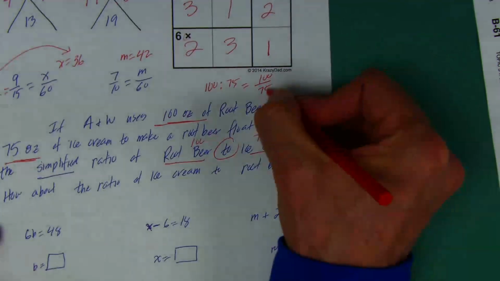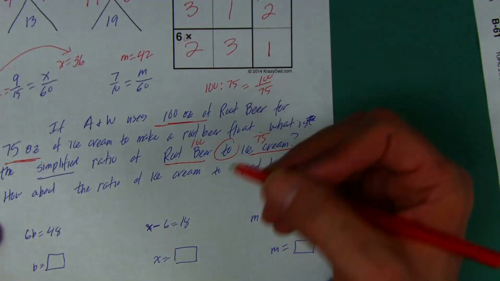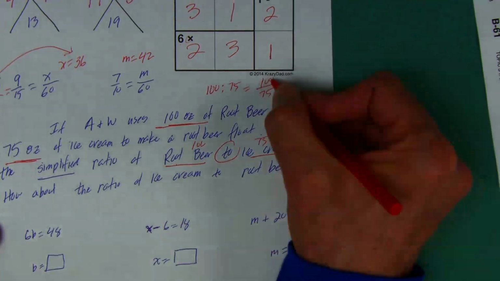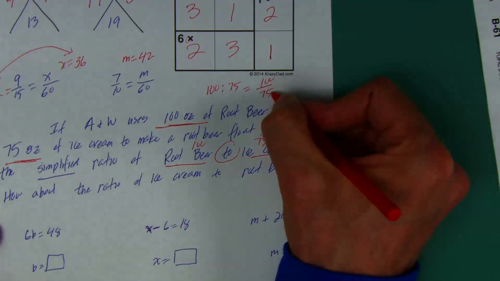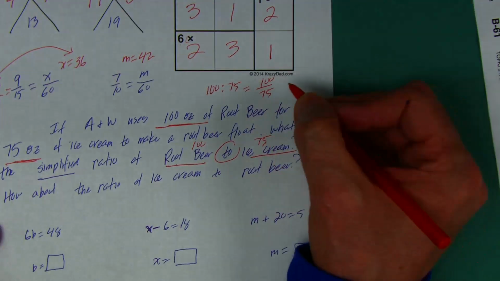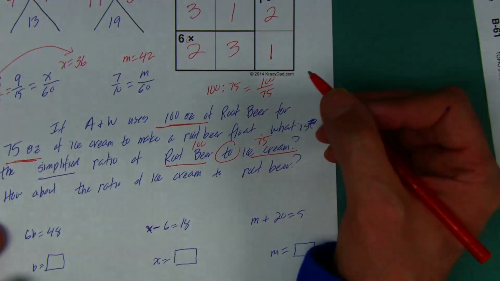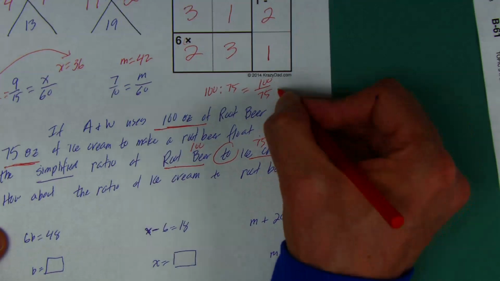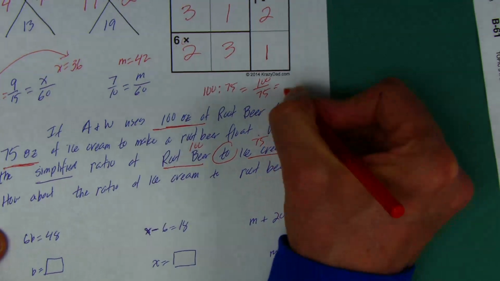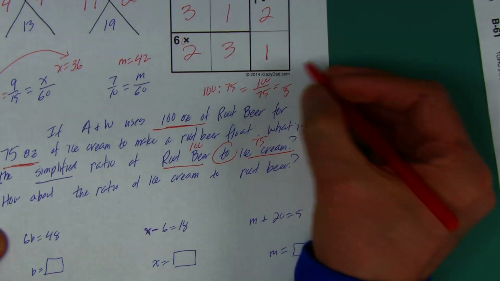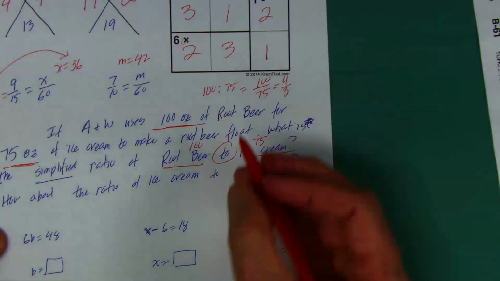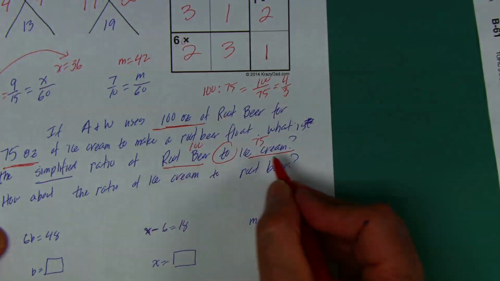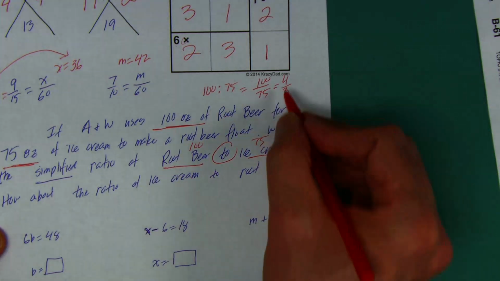Now, if I saw it like this, to me, I'm more familiar with simplifying fractions than ratios. So I immediately recognize that 5 goes into the top and bottom, but actually 25 goes into the top and bottom, right? 25 goes into 75 3 times, goes into 100 4 times. So the ratio of root beer to ice cream is 4 to 3.